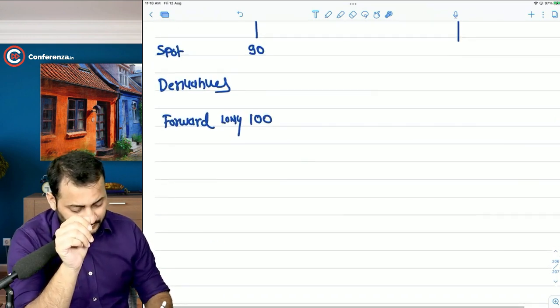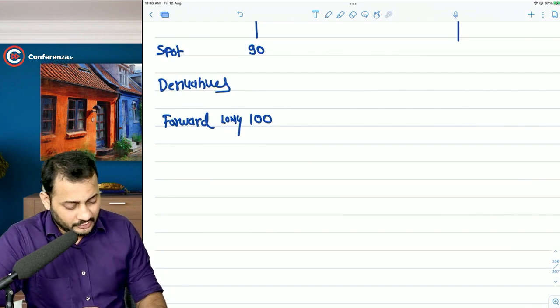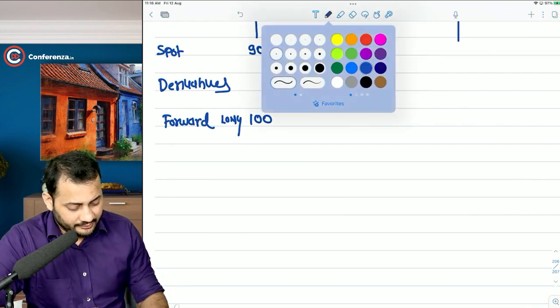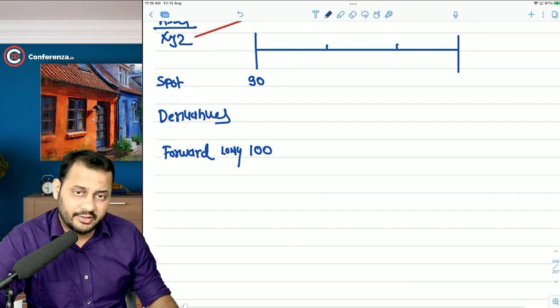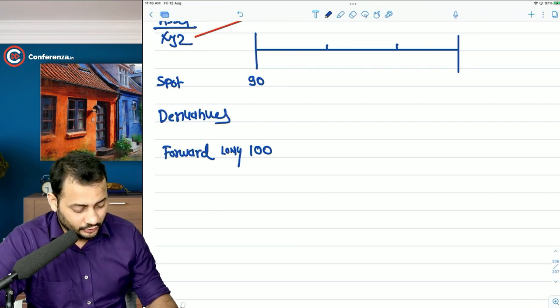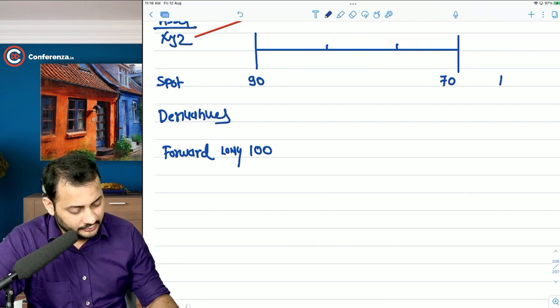Okay. Now let's say after 3 months, the price of that XYZ asset goes to 70 or 120.